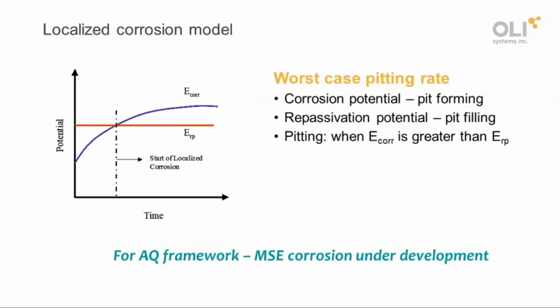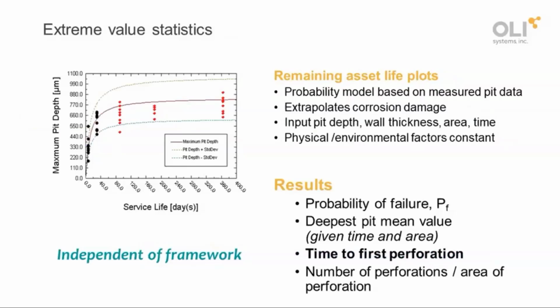Likewise for localized or pitting corrosion, we look at the relative potentials: the corrosion potential and the repassivation potential of the system. Where the corrosion potential exceeds the repassivation potential, that's where we can get pitting corrosion on this curve. Diana will show you all of these as we go. And then I mentioned extreme value statistics, which starts to look at the time to failure of a particular asset.